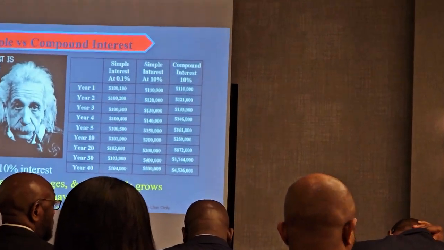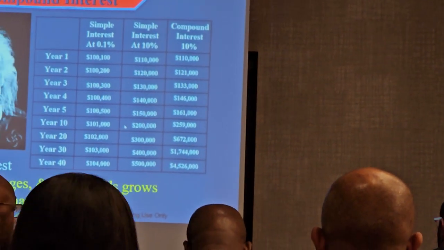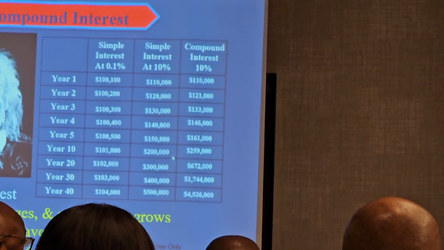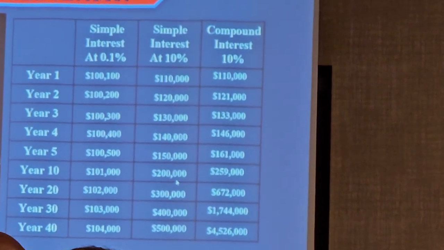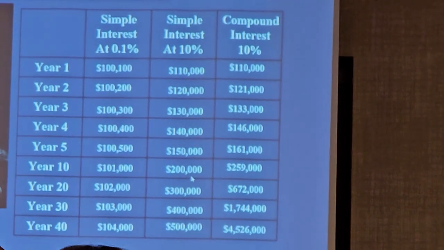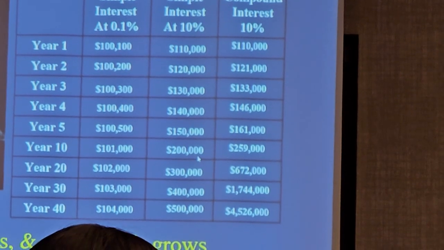You're only earning interest on your principal or your original amount, which is the 100,000. That's why after about 10 years, you've got 200,000 in there. Why? Because you're only earning interest on your principal. Every year you are earning 10% on the 100,000. It's important to understand that.